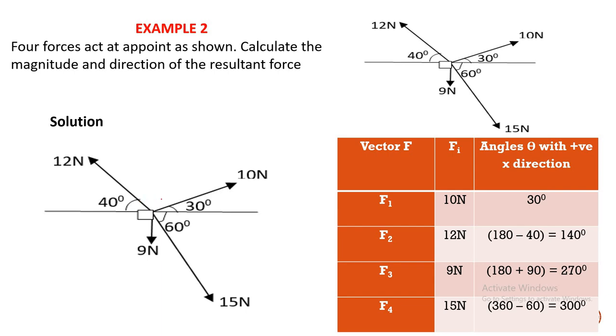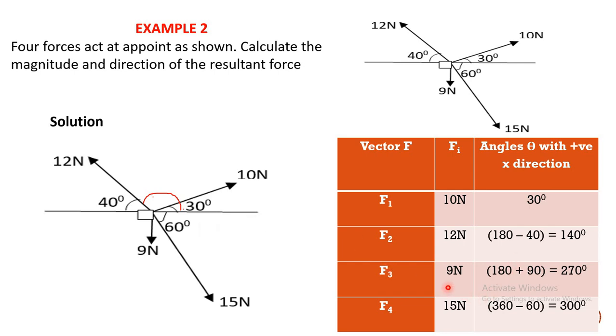Now, the angles on a straight line add up to 180. It means this angle and 40 will add up to 180. So if we subtract 40 from 180, we will get this angle. So that is what is done here. 180 minus 40 will give you 140, which happens to be the inclination, the angle that the 12 Newton force makes with the positive x-axis.